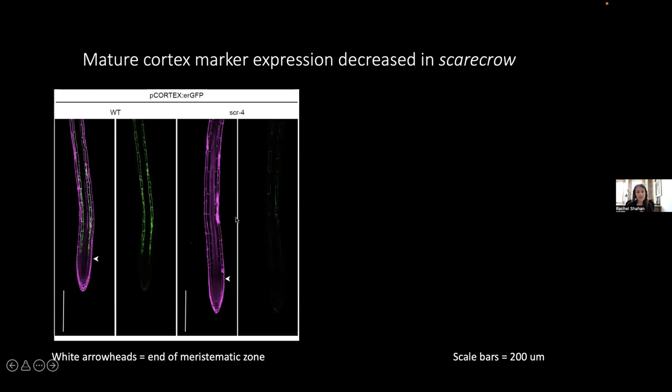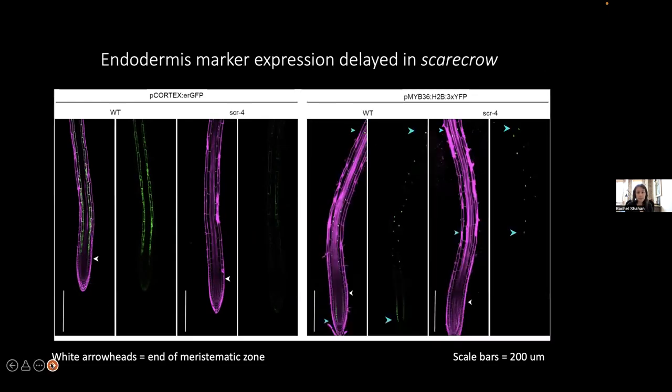However, in Scarecrow, this marker is strongly diminished, suggesting that mature cortex identity is lost or diminished in the Scarecrow mutant. I also looked at expression of an endodermal marker, which is normally expressed in the wild type, on the left-hand side, at the tip of the root in the youngest cells, and then all the way up in this frame towards the older cells here at the top of the root.